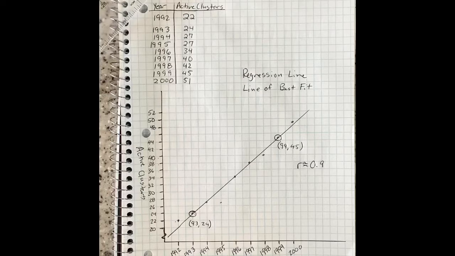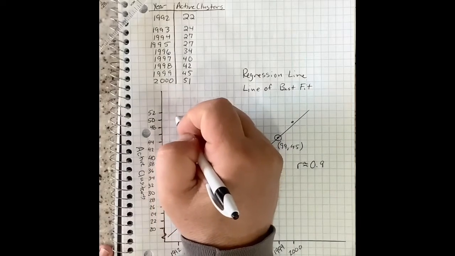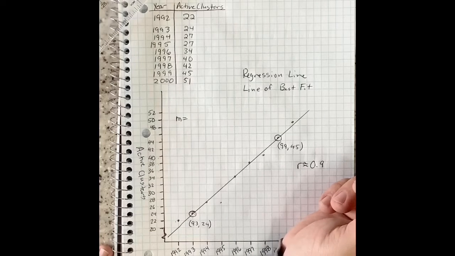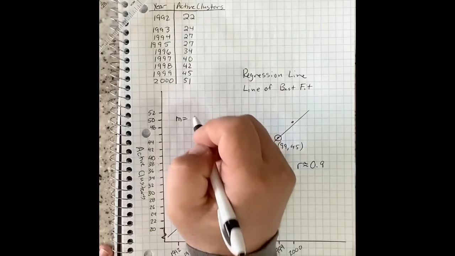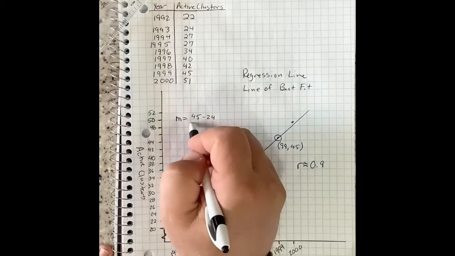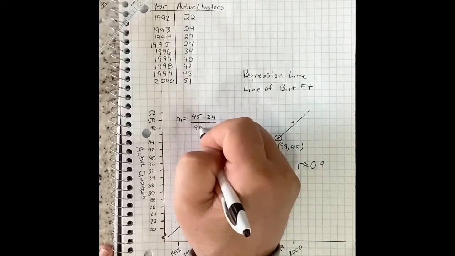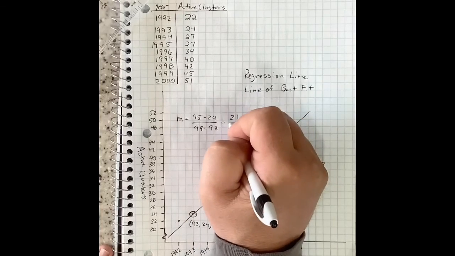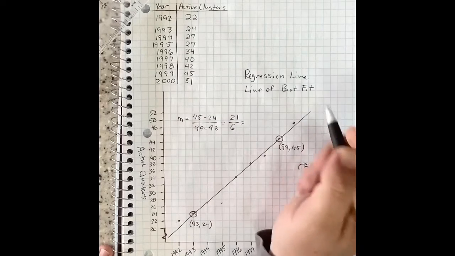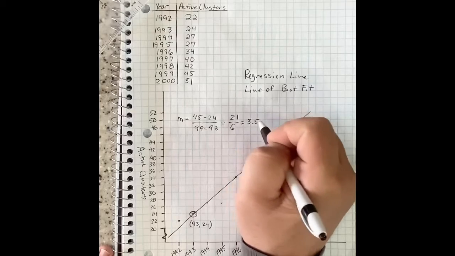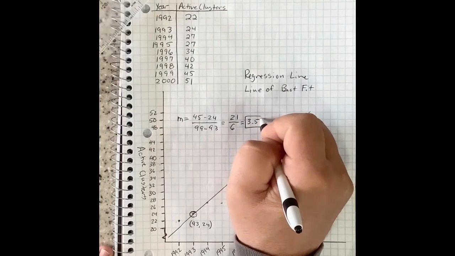Okay, once I have those 2 points, now I'm ready to go. I can come up with an equation for this line. So here we go. Slope equals change in y, 45 minus 24, so that's my change in y values, over 99 minus 93, which equals 21 over 6. 21 divided by 6, what is that, about 3.5? 3.5. Okay, there we have our slope.